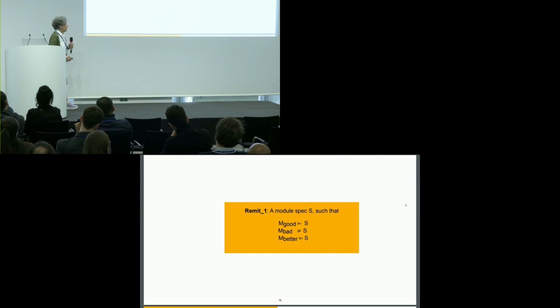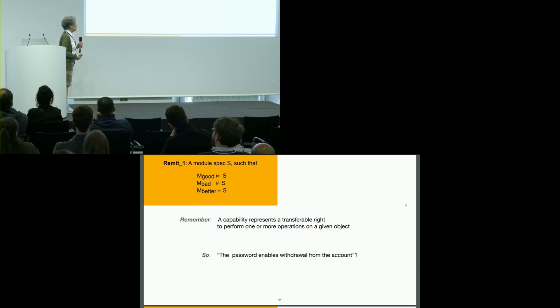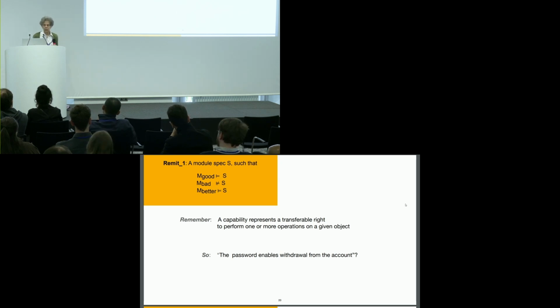So first, I'm going to discuss the specification language, and we go back to the capabilities, transferable right, and what it allows us is to get some effect. So the first attempt would be to say the password enables withdrawal from the account. So if you have the password, you can withdraw.